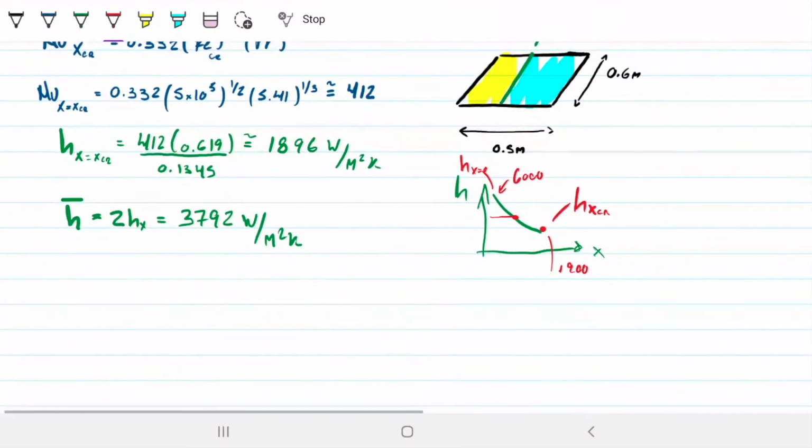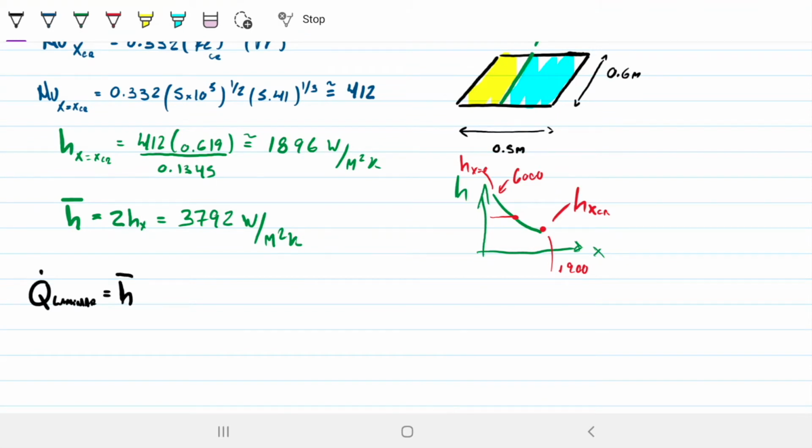So if I want to know what is the heat transfer for the laminar portion, I'm going to take the average of the laminar portion, which we just found, and multiply that by the area, multiply that by the difference in temperature. The area is not 0.5, it's just this distance here, from 0 to the 13 centimeters that we calculated before. And the width, obviously, is going to be the same width, so the 0.6.